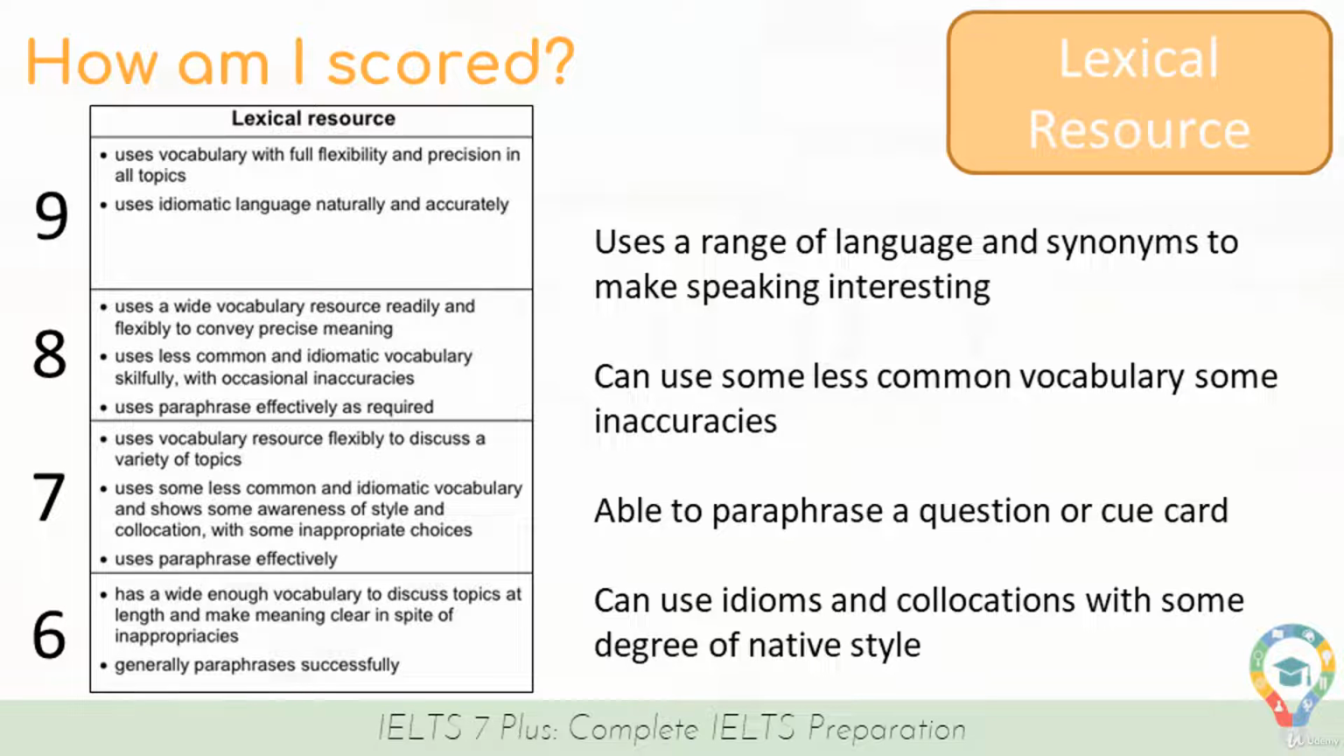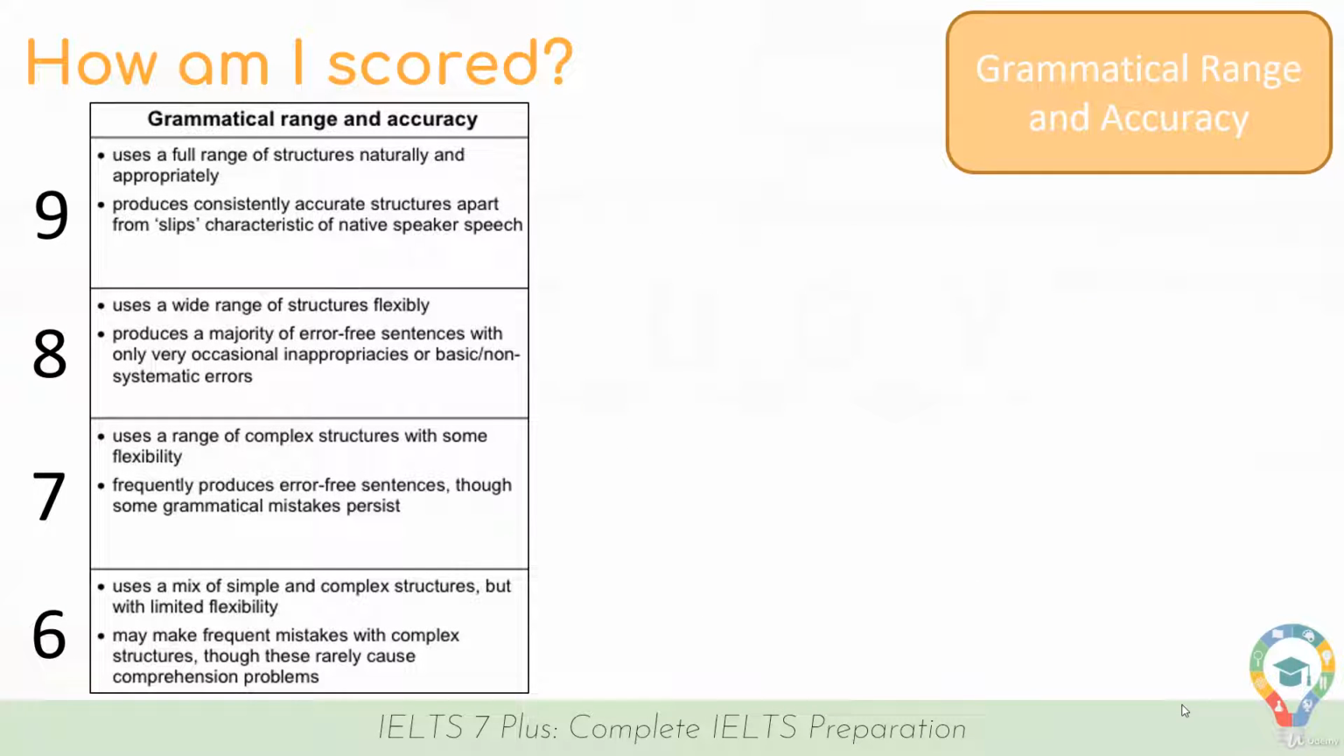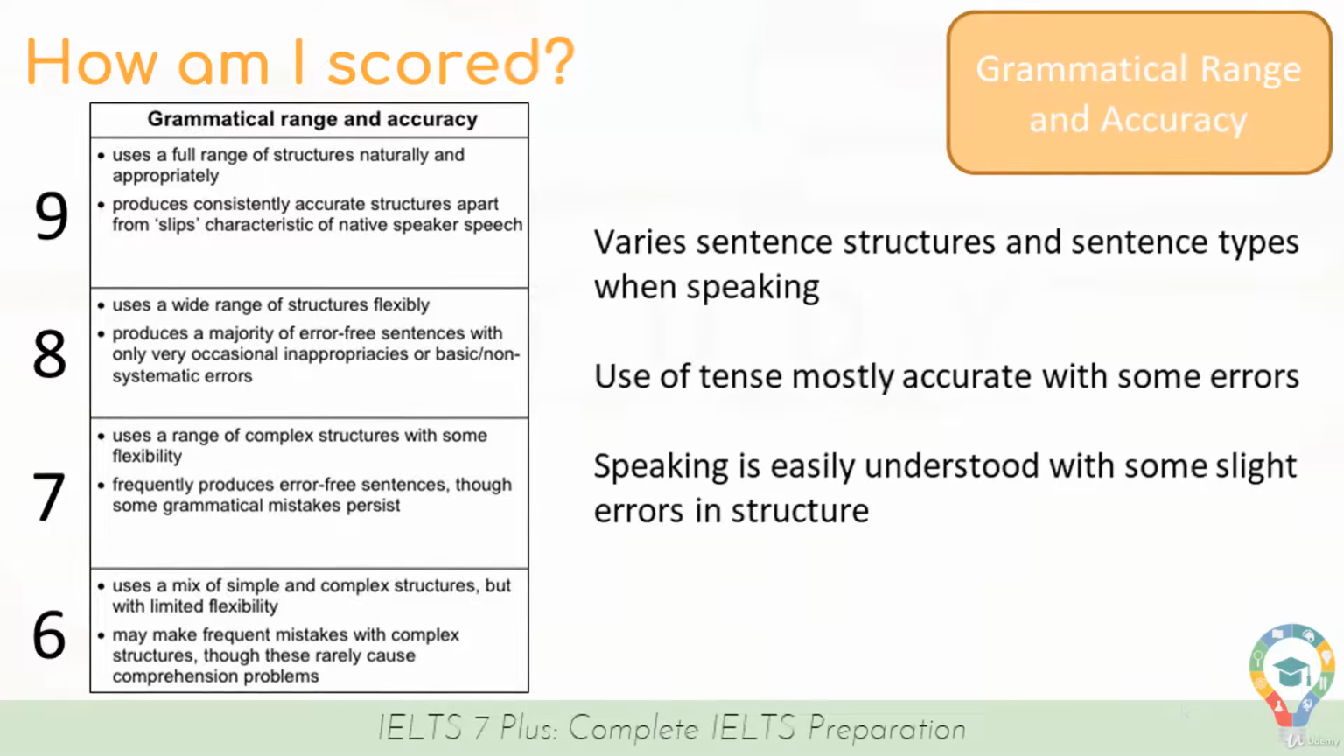Here is section number 3, which is grammatical range and accuracy. For a band 7, you are able to vary your sentence structures and sentence types when speaking, and again I'll be showing you examples of these at a later point. You're able to use tense mostly accurately, although with some errors. Speaking is easily understood with some slight mistakes in your structure.